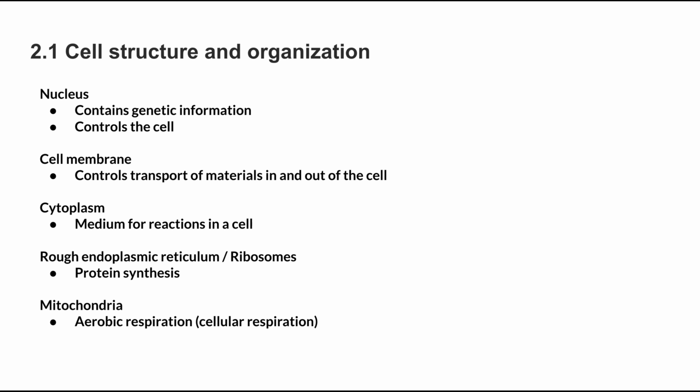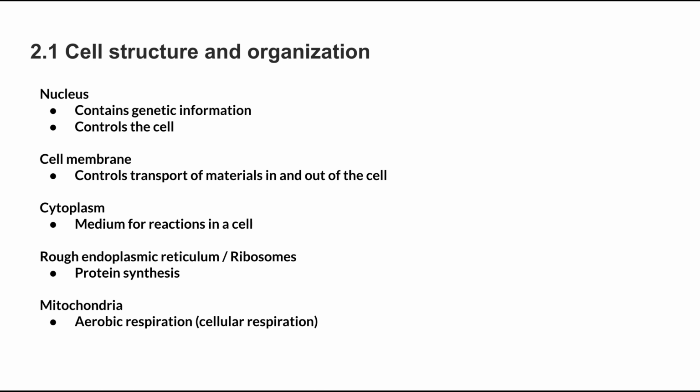So first, nucleus. Nucleus contains the genetic information, or the DNA. So DNA is like a set of manuals for the cell. So in other words, we can say that nucleus controls the cell. So you can write these two functions for a function of nucleus question. Next, cell membrane. Cell membrane controls the transport of materials in and out of the cell, and we'll look at that in more detail in chapter 3.